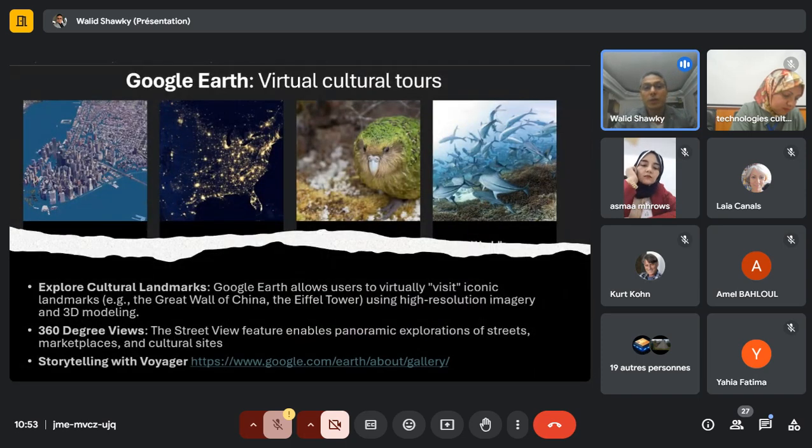So let's start with Google Earth. Google Earth provides virtual cultural tours. I provided the link here at the bottom of the slides, as you can see. If you click this, it takes you to the Storytelling with Voyager from Google Earth. Google Earth, as I said, provides a tour where students can actually visit the place. They can move within the streets of a specific place.